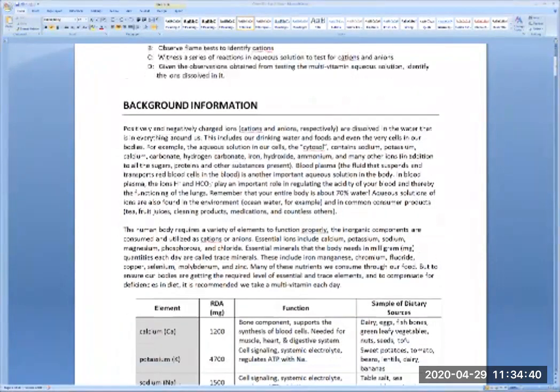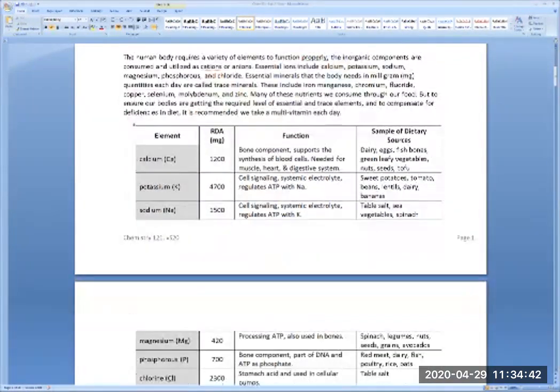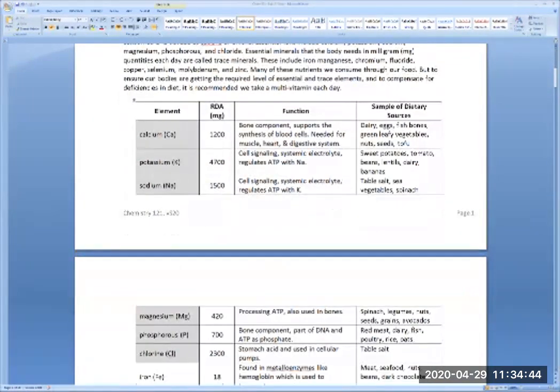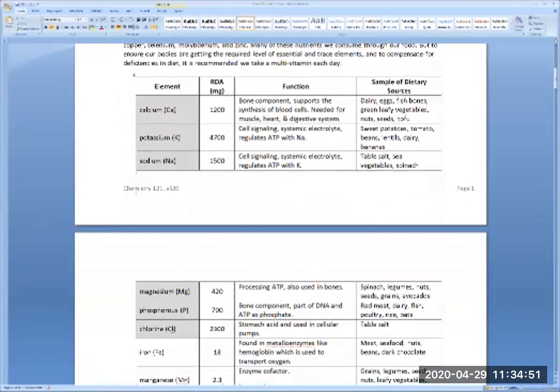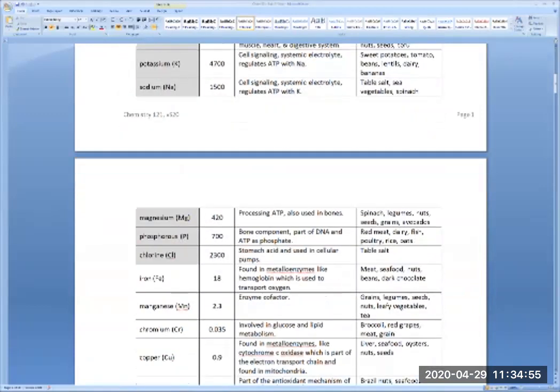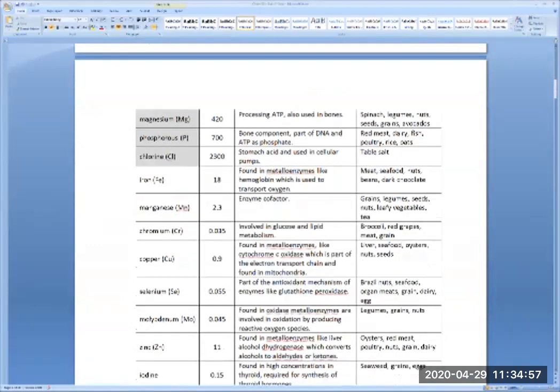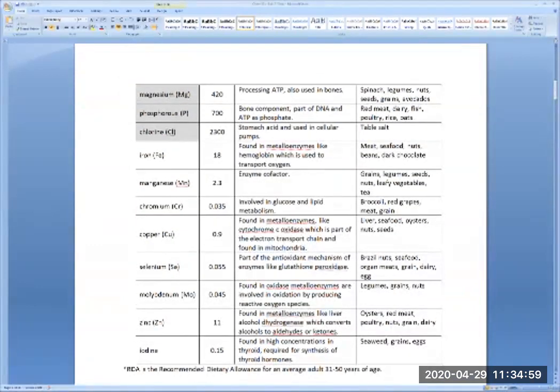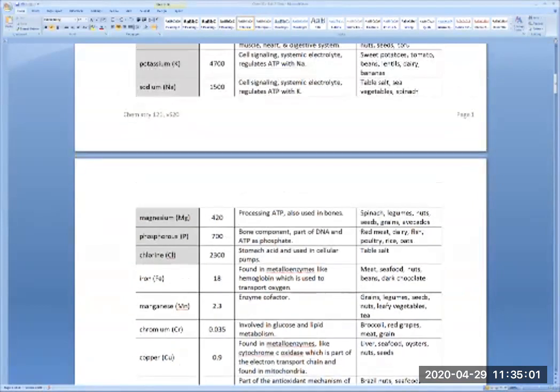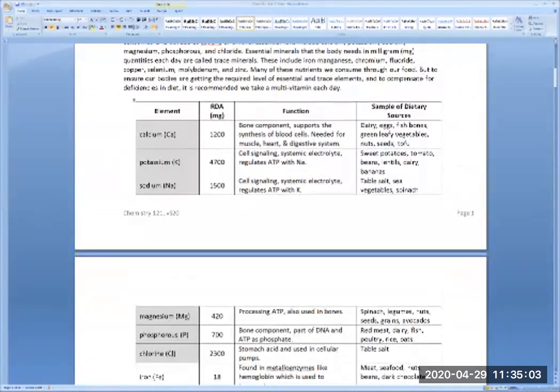And here it shows you a table with elements that are needed in your nutrition. They are classified as essential elements in gray here, and then trace elements. And you can see that the trace elements are needed in a much smaller quantity per day than the essential elements.